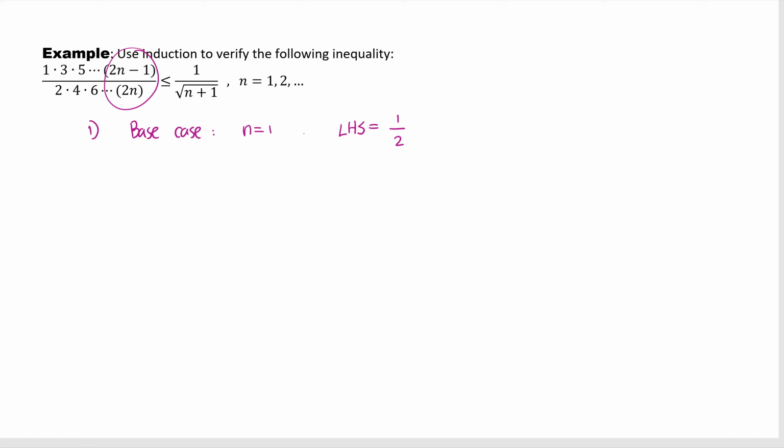And then what is the right-hand side? The right-hand side equals, when we plug in n is 1, 1 over root 2. Is this true? Look at the denominators, 2 and square root 2. Which one is bigger? Of course, 2 is bigger because square root 2 is like 1.414. Then when we flip it in the denominator, the inequality also flips. That's why we know, okay, yes, this is true. So far, so good, everybody?